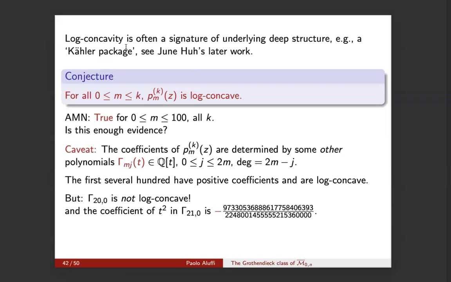So the fact that we were able to prove that this is true for n between 0 and 100 and all k doesn't really convince me that these are log concave. I think this conjecture, if it is true, there must be a very good reason why it is true, not just some brute force computation. So maybe it goes back to some kind of consideration such as Juni Ha has in his work. All right, so I was going to conjecture that. Fortunately, my computer told me I should not conjecture that.